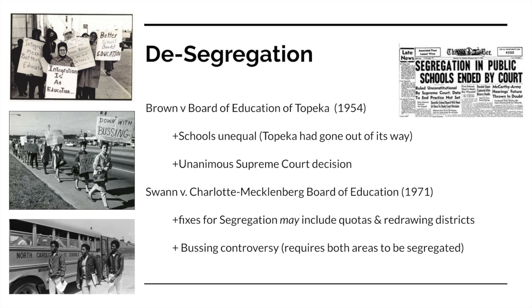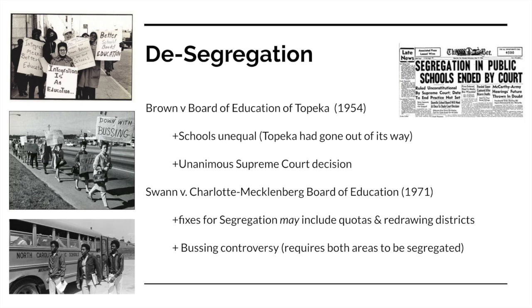Topeka had essentially gone out of its way to stop Miss Brown from attending a school that was closer to her home, which didn't make sense. So schools were inherently unequal. The Supreme Court is going to make a unanimous decision. As we talked about in the last set of notes, a 9-0 decision is set in stone. And Earl Warren spent a long time making sure that he was going to get all 9 judges to agree with him that there would be no reversal on this case.